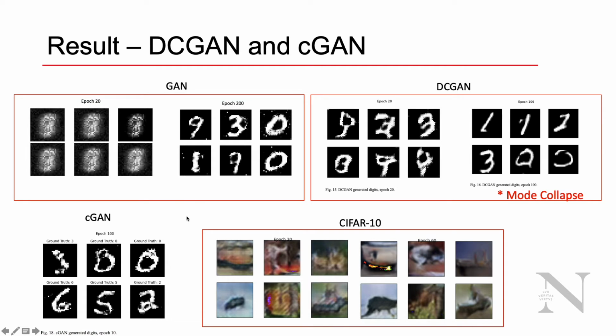So for the result of CGAN, I can see most of the images, for example 6, 5, 2, are generated with correct labels, or digit 3, which looks actually pretty close to the label. So lastly, for CIFAR, I can get satisfactory results from DC GAN.